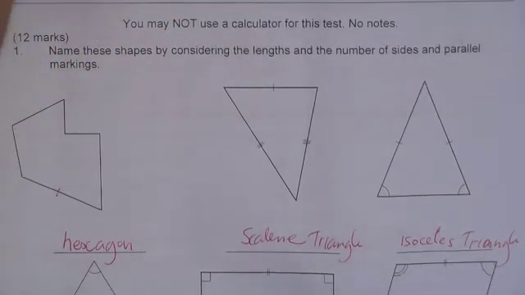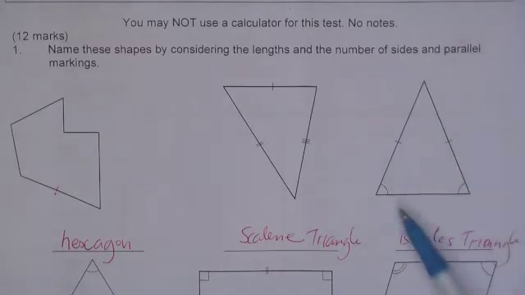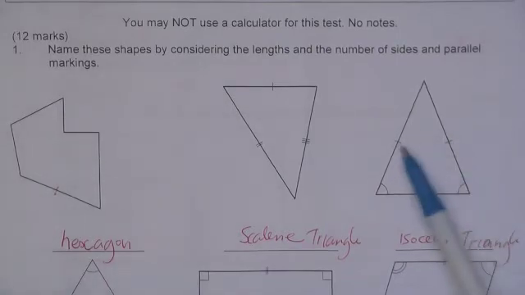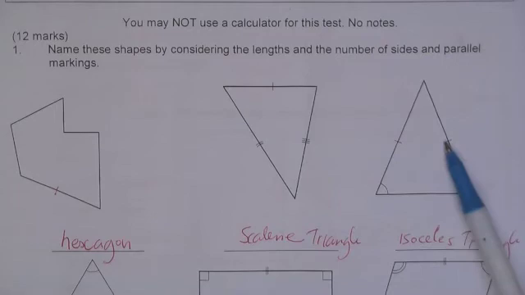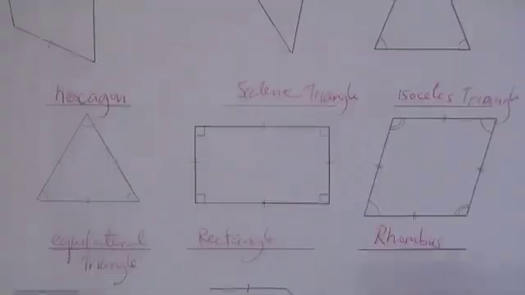Now this next one has side markings and angle markings. There's 2 equal angles and 2 equal sides. We haven't talked about any triangle that has 2 equal angles, but we have talked about a triangle that has 2 equal sides. Now a triangle with 2 equal sides is called an isosceles triangle. Alright, on to the next questions.